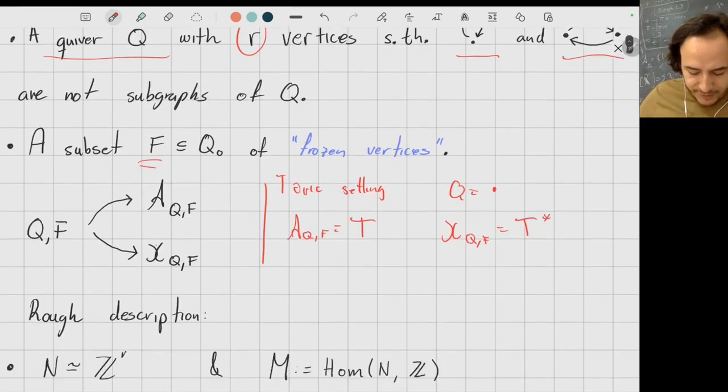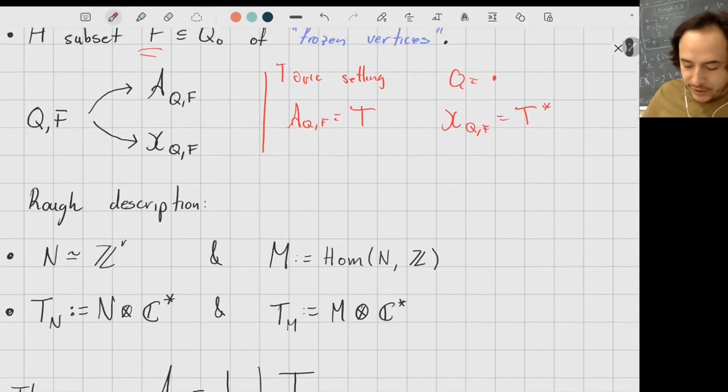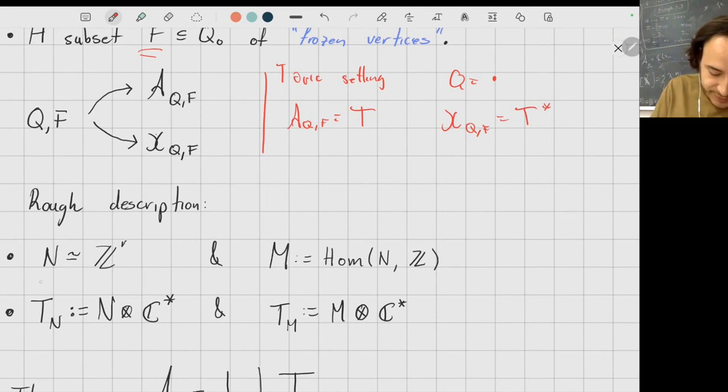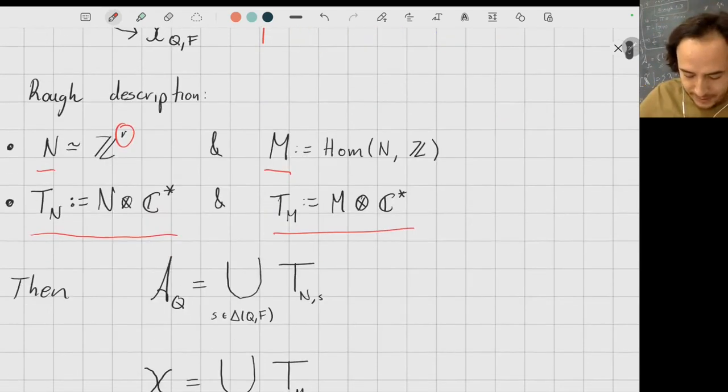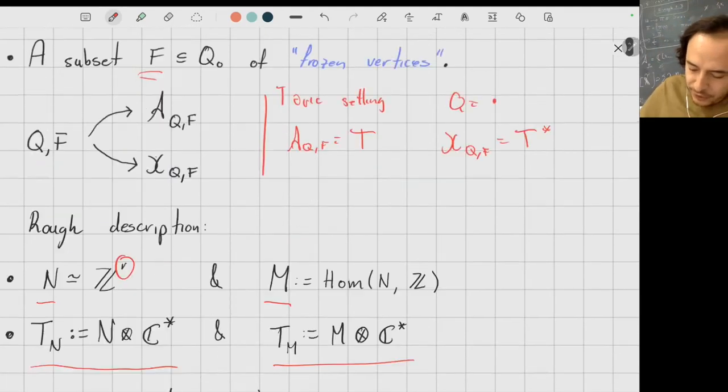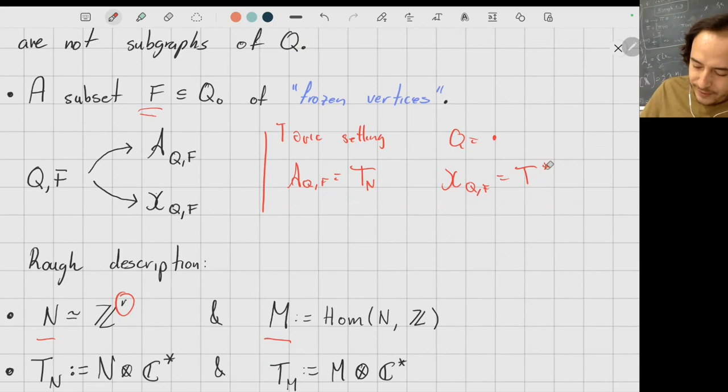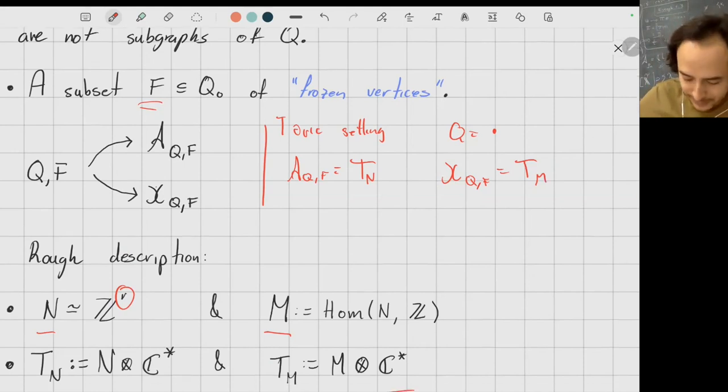So the raw description of these spaces is as follows. Just as in toric geometry, we start with a lattice N whose rank coincides with the dimension of my spaces, and M is going to be the dual lattice. Then associated to this lattice, I have two tori, T_N and T_M. These are just the algebraic tori over C defined by these lattices. In toric geometry, the torus and the dual torus are just these tori associated to this pair of dual lattices.